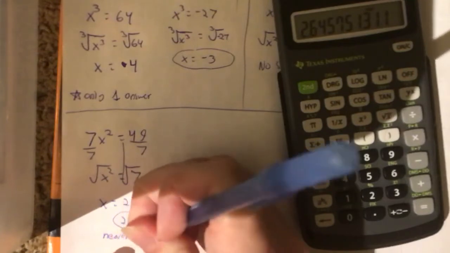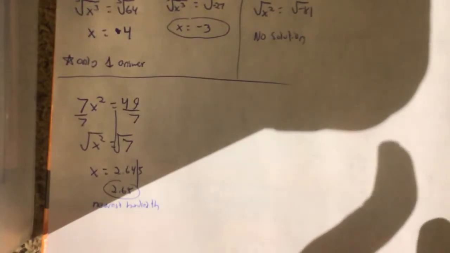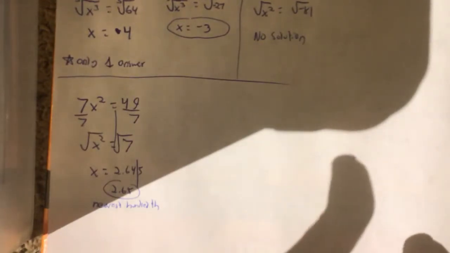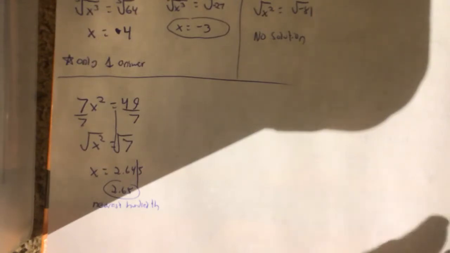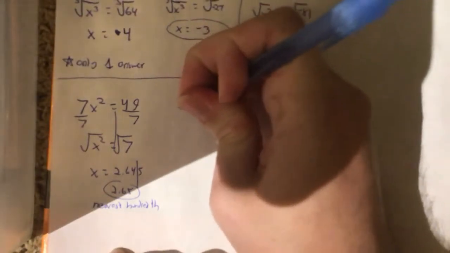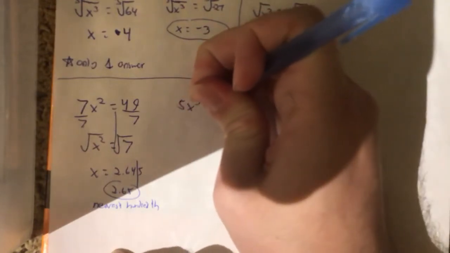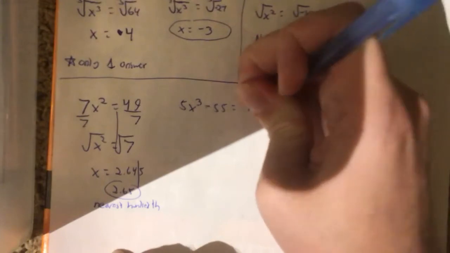So yes, you can get answers that are not really nice numbers and that go on for a while. Just round it to whatever they say. It could be hundredths, thousandths, tenths, whole number. That's how you go about it. And we'll look at one with a cube. So we'll do 5x cubed minus 55 equals negative 140.